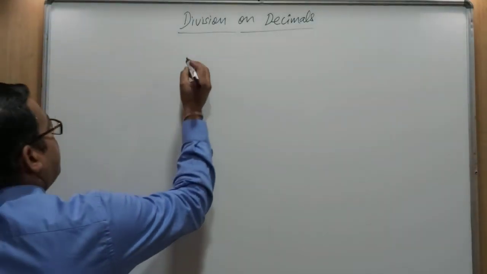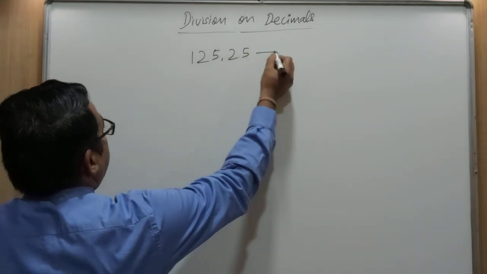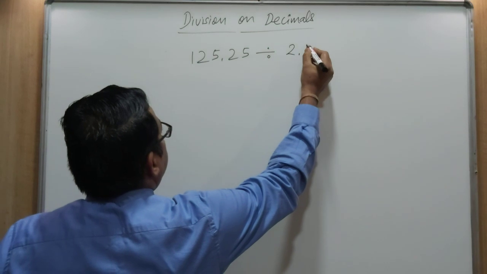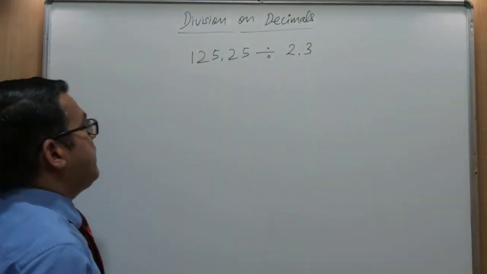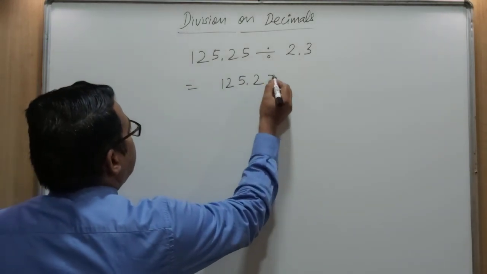Suppose I'm taking an example here: 125.25 is there and we are going to divide it by 2.3. So how can we divide it? The very first thing is that we can write it like this.